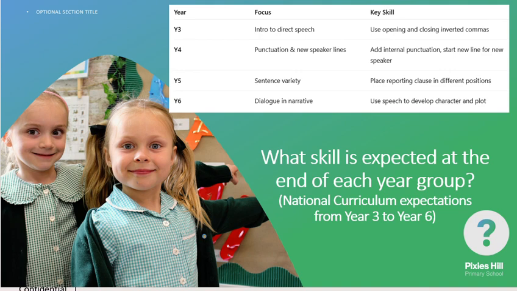What skill is expected at the end of each year group? This summary table shows the skill set of what the national curriculum expects for each child by the end of each year group. In Year 3, children are introduced to inverted commas. In Year 4, the main focus is correct punctuation and using speaker lines. In Year 5, children are expected to place reporting clauses in different positions. And finally, in Year 6, children should combine all of the above while using inverted commas to develop character and story plots. Over the next few slides, I will be showing examples of each skill set for each year group.